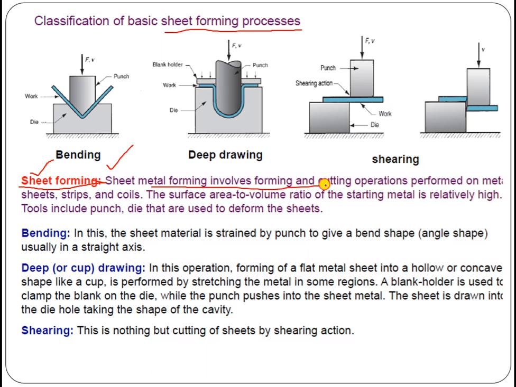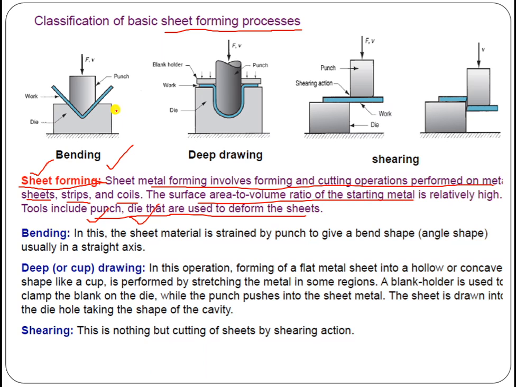Sheet metal forming involves cutting operations performed on metal sheets, metal strips and coils. The surface area to volume ratio of the starting material is relatively high. The tools which are used are nothing but what? The punches and the dies, as per the requirement of the final shape and size of the product. These sheets can be converted.